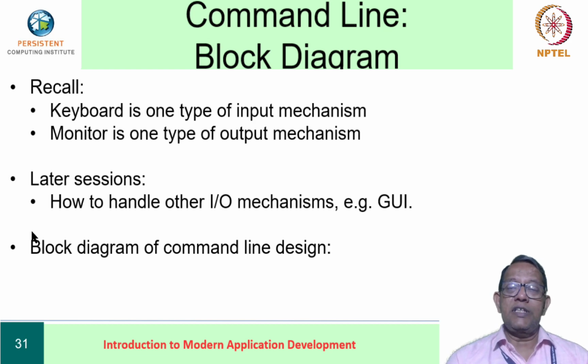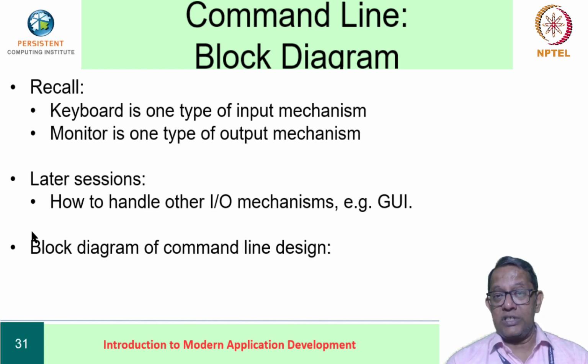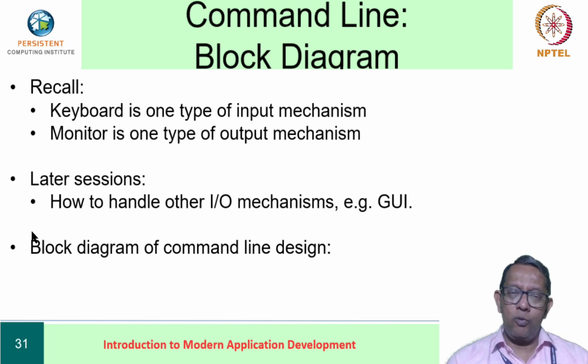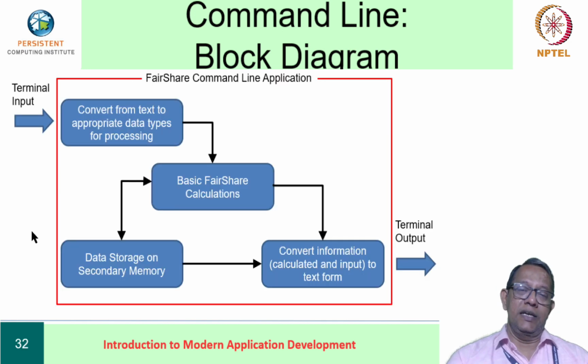Let us now bring all of these things together and try to pictorially depict the functionality of a command line program. Just a quick recap. The keyboard is one of the input mechanisms, and we have chosen that as our input mechanism. And the monitor is one kind of output mechanism, and we have chosen that. In later sessions, we will look at how to handle other input and output mechanisms like a graphical user interface. But in the meanwhile, here is a block diagram of the command line design.